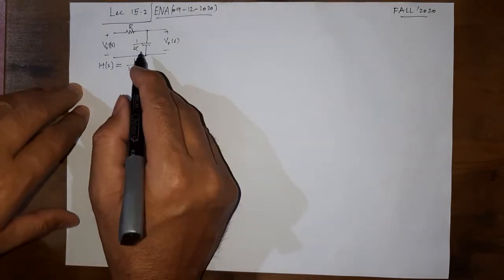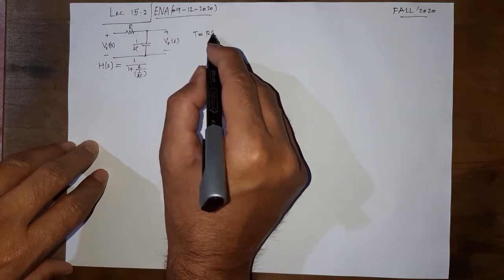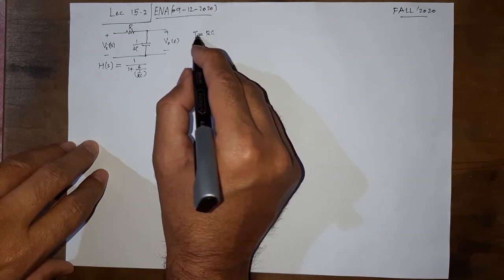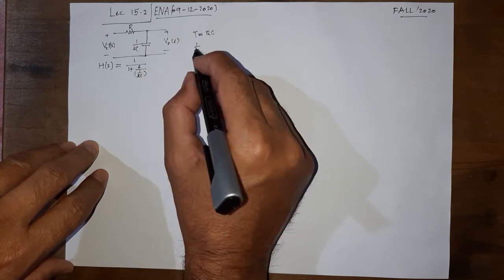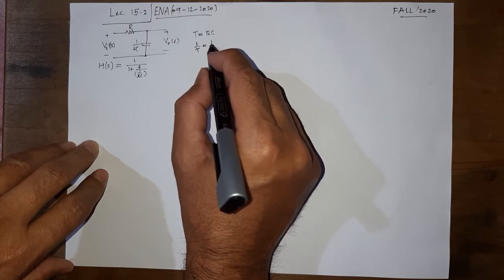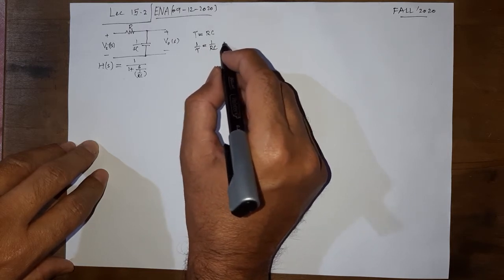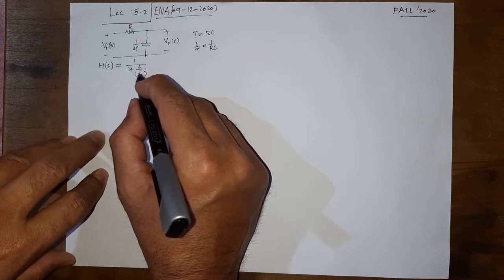If you remember, for an RC circuit, the time constant is RC, and it has units of time. But 1 over RC is 1 over time, so its units would be that of frequency, per second. So basically this thing is a frequency.